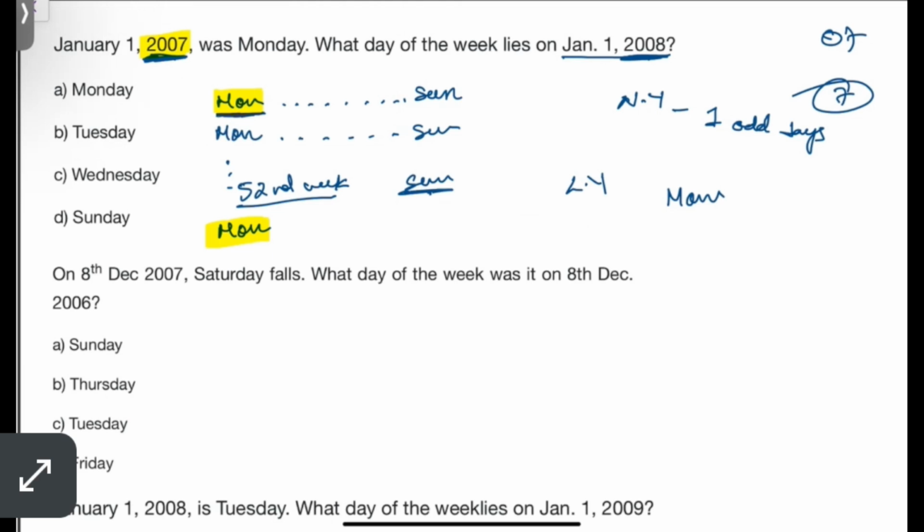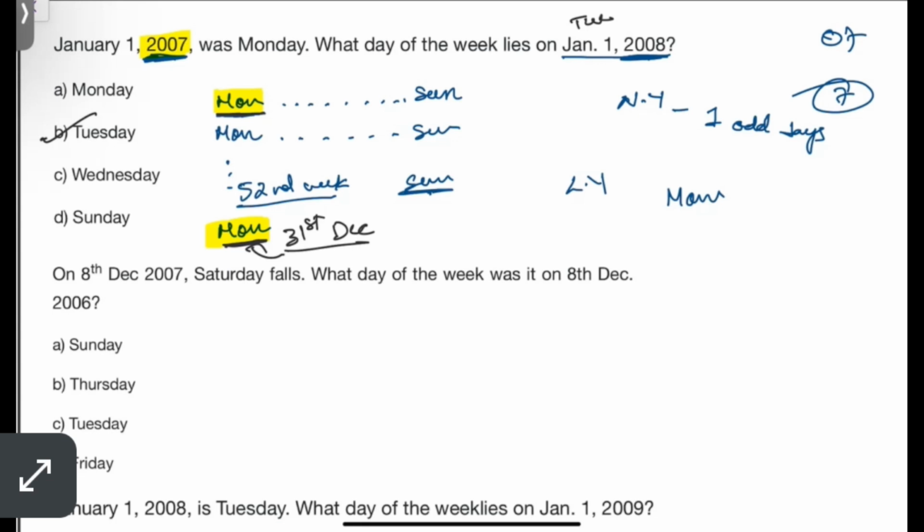So a normal year starts and ends with the same day. So this is 31st. What is it? This is 31st December. So if 31st December is Monday, that means 1st Jan 2008 will be, next is Tuesday. So the answer here is Tuesday. So are you guys following this?